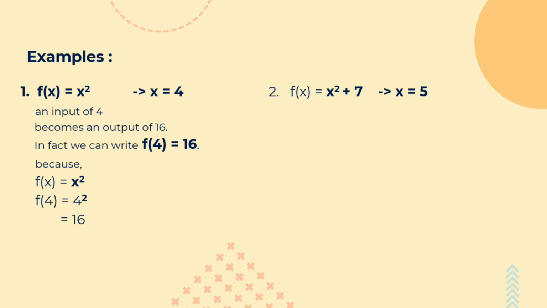And the second is f of x equals x squared plus 7 if x equals 5. And then f of x equals x squared plus 7. F of 5 equals 5 squared plus 7 equals 25 plus 7 equals 32.